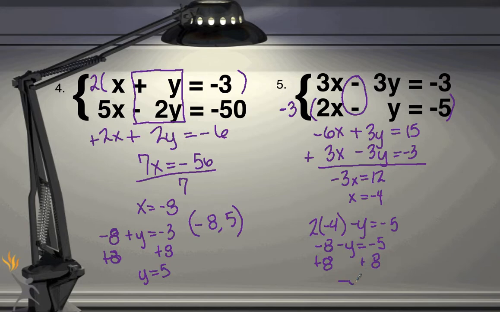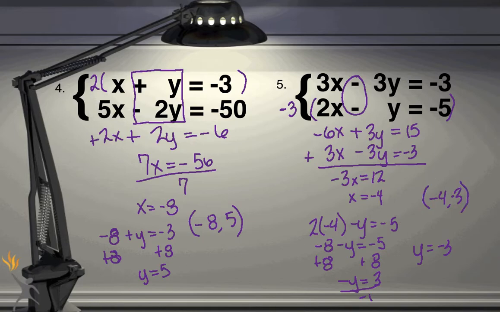Now I have negative y equals 3. Divide both sides by negative 1, and I get y equals negative 3. With a final answer of negative 4, negative 3 as my intersection point.